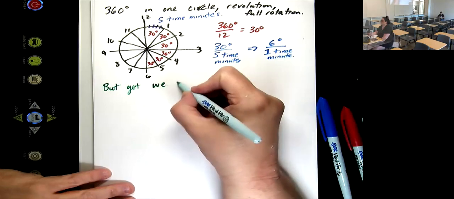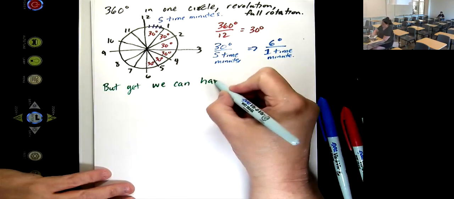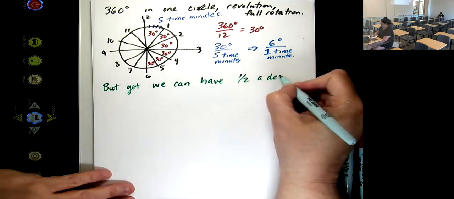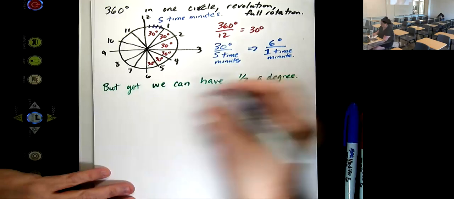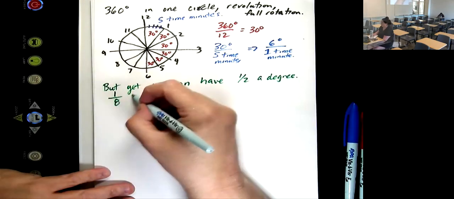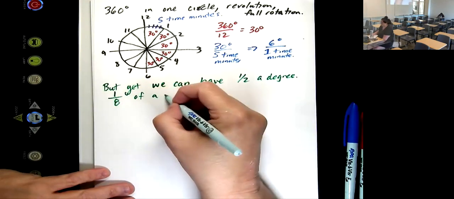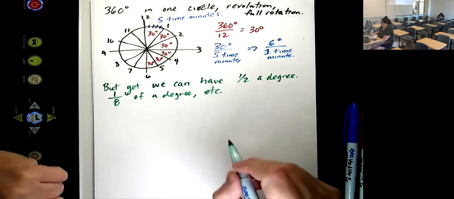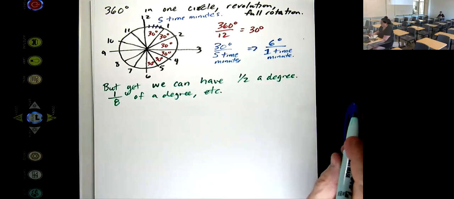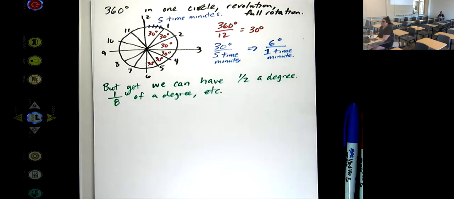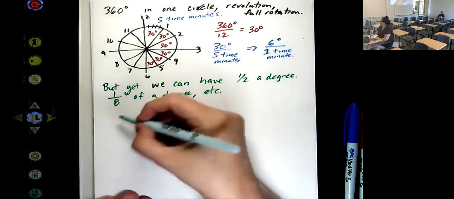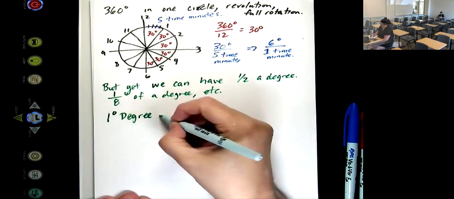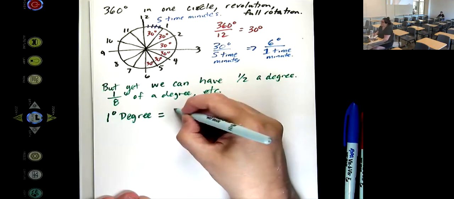We could have half a degree, 1/8 of a degree, etc. So they break down the terminology a little bit more. 1 degree equals 60 minutes.